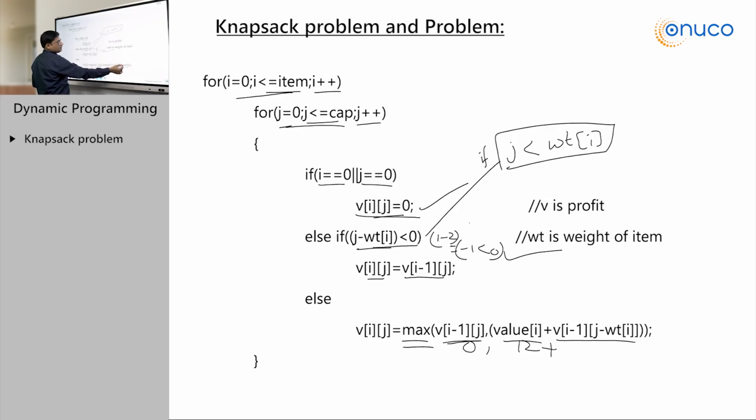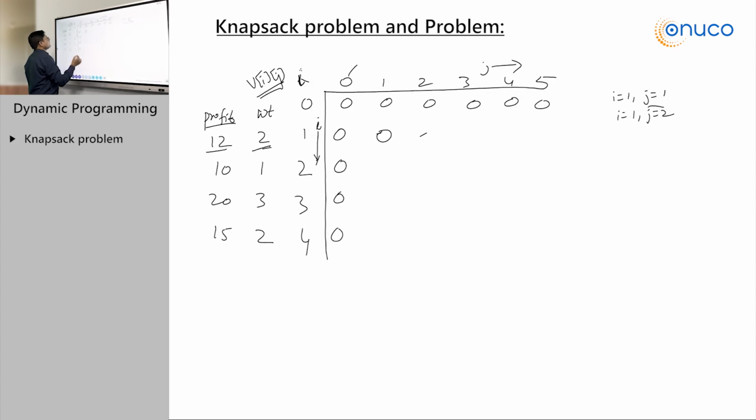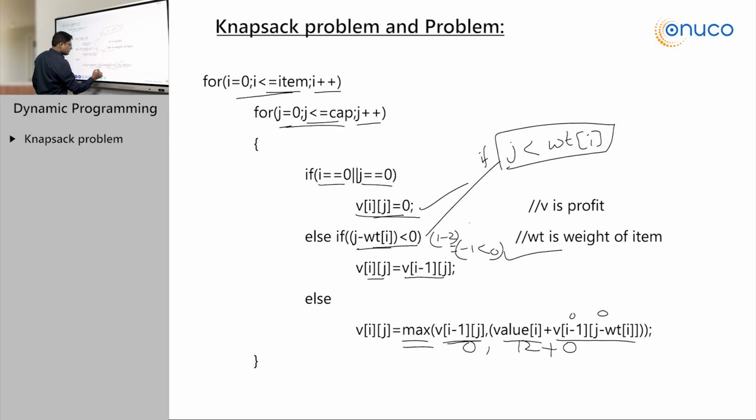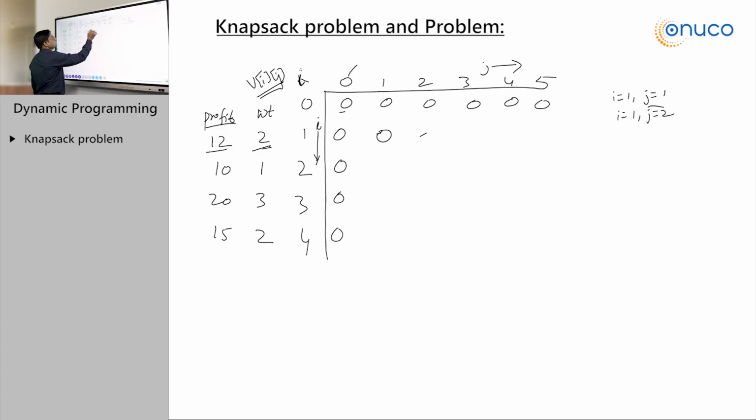0th column. Weight of 1 is 2, j is 2, 2 minus 2 is 0, and first element 1 minus 1 is 0. So V of 0, 0 we need to check. V of 0, 0 is 0. In that case, 12 plus 0. Now we have 0, comma 12, and we find the maximum, which is 12. So we are going to replace this by 12.